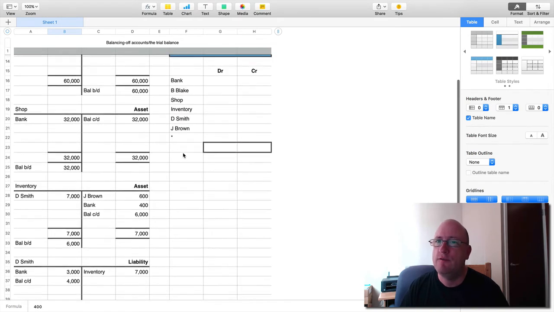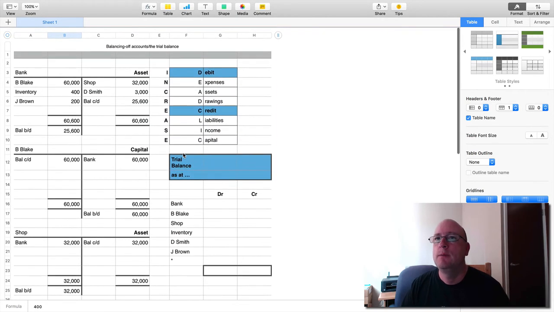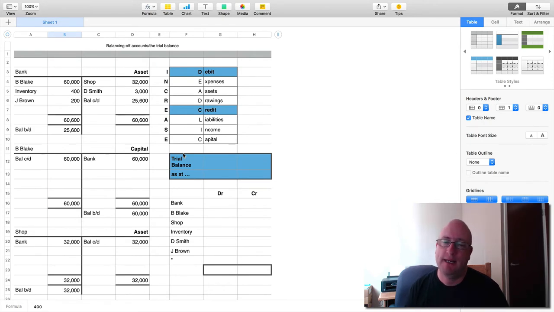So hopefully, I've moved through that quite quickly, but you can of course use the pause button if you need to slow it down. But hopefully I've explained there how balancing off accounts works, and in the next session, where we concentrate on this sort of thing, I'll show you how to formulate the trial balance. It will be a very simple trial balance, but we'll do that in the next session. So hopefully that's been beneficial. I will see you next time.